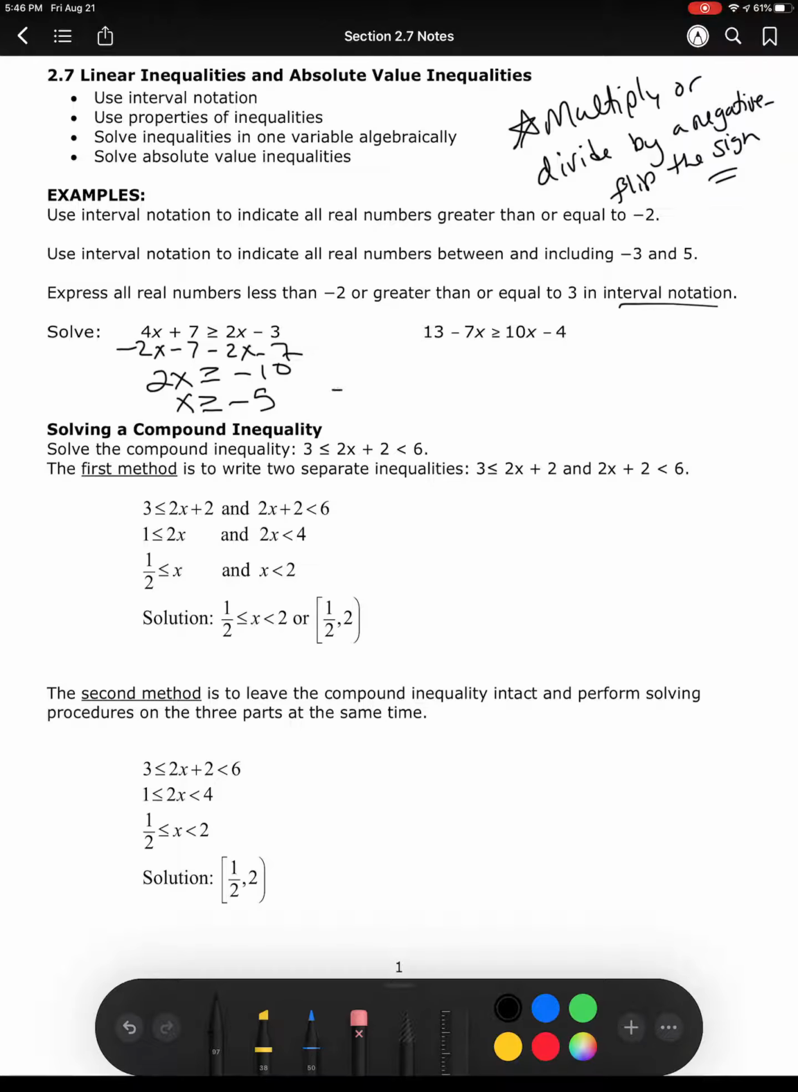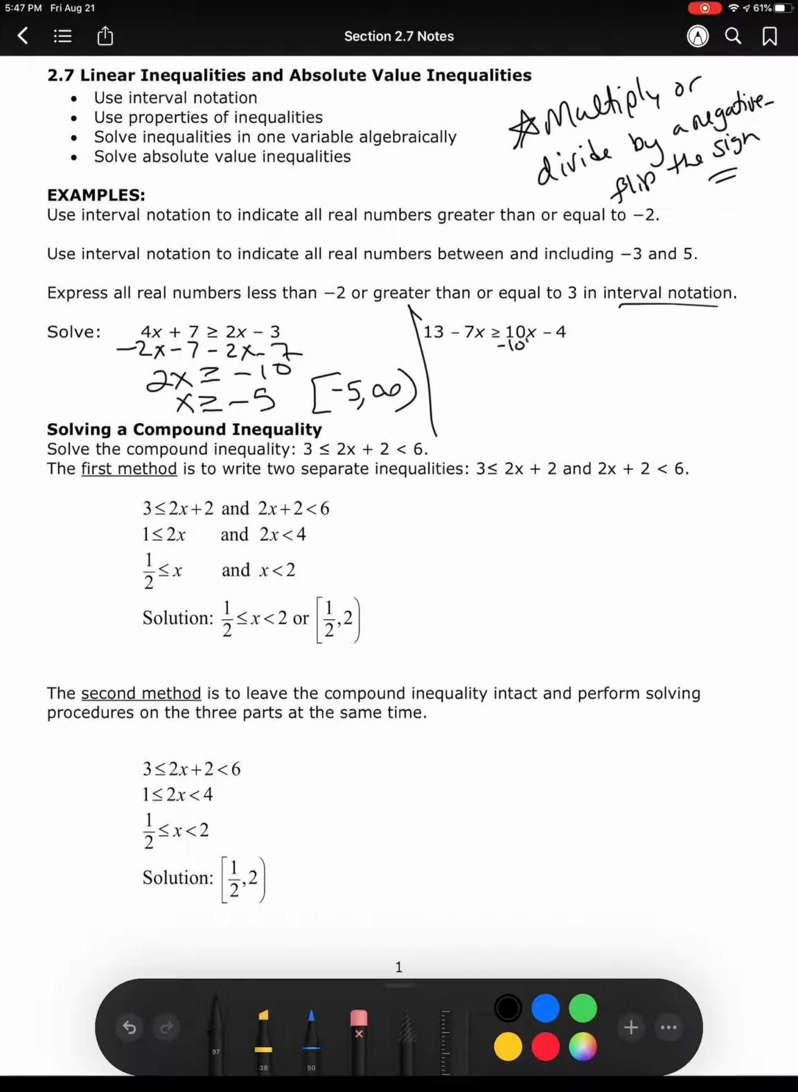And it wants interval notation, so we want greater than or equal to negative 5. So negative 5 will be the smallest number, and then it'll go to infinity. Parentheses always goes around infinity. If there's an equal sign or a line underneath the inequality symbol, then you want a bracket there. Otherwise, you would do another parenthesis.